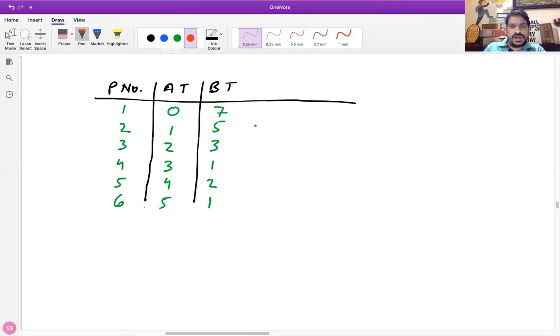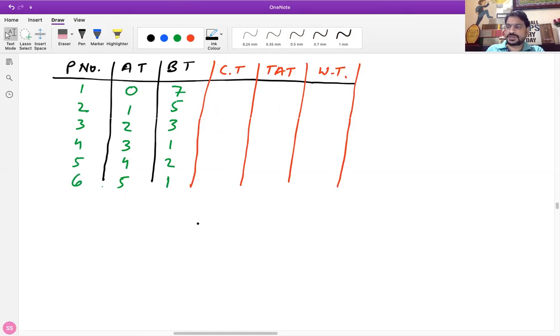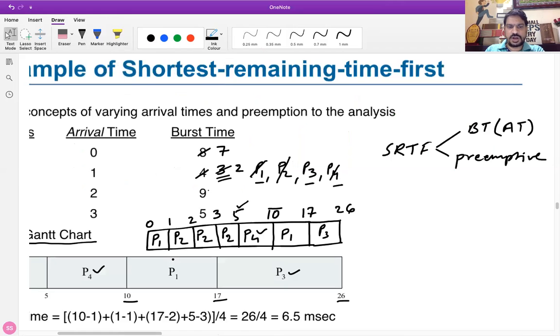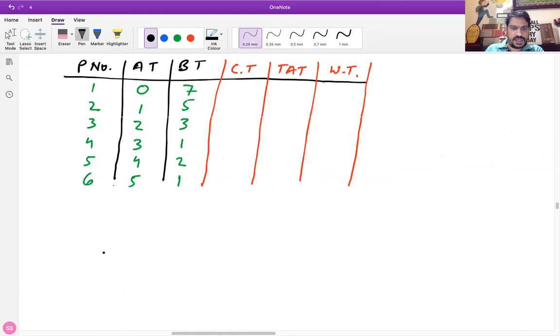Now what we need to calculate here, at the very last, we'll calculate the completion time, the turnaround time, and last we'll calculate the waiting time. Okay, so all those things we are going to calculate later on. Now, if we have this particular problem, let's see how we can solve it. As this particular problem has been solved, we'll use the same approach and we'll prepare the Gantt chart.